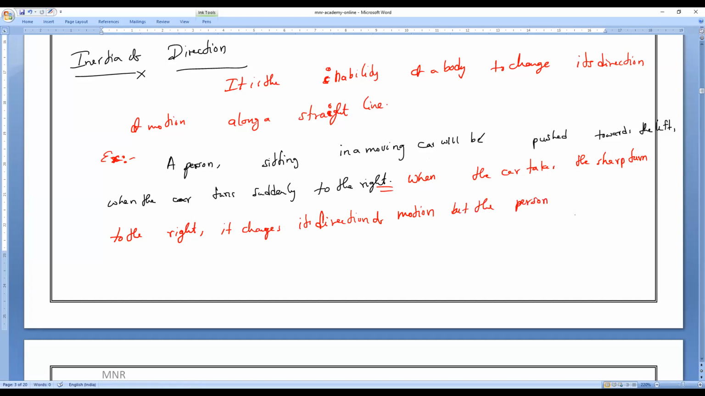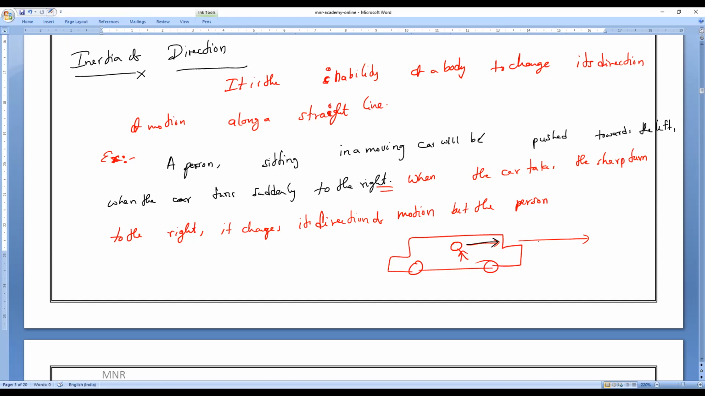straight line, or he also wants to change. Person wants to be what? Suppose you are sitting in a car. All of you observe very carefully. Now your car is traveling in a straight line. So what is the direction of your body also? Everybody, direction of your body is also in what direction? Straight line only. Right or wrong?